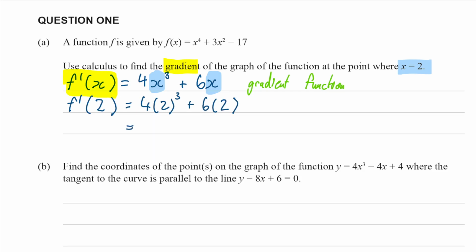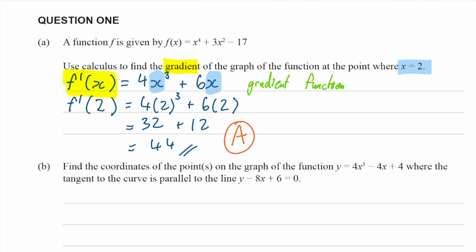Then we evaluate it, so 2 cubed is 8, 8 times 4 is 32, plus 6 times 2, that's 12, to give us, what's that, 44? And so what that tells us is the gradient of f of x when x equals 2 is 44. Awesome, and that is achieved.